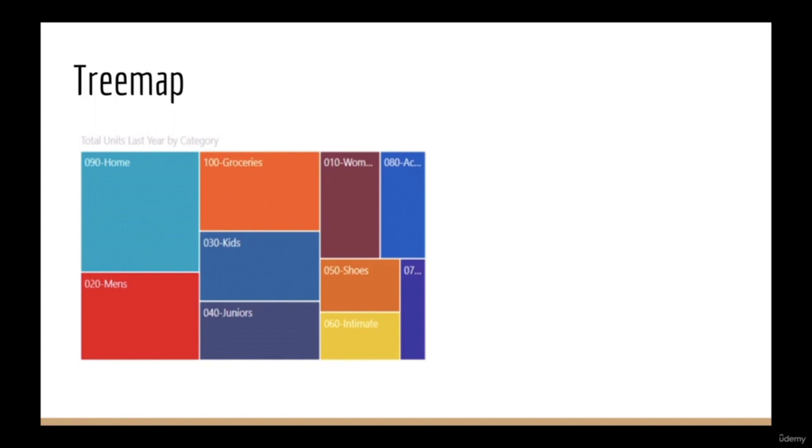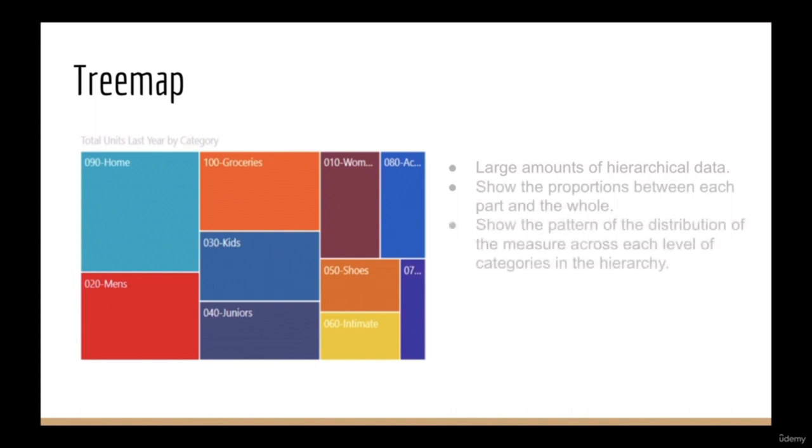Tree maps are a great choice to display large amounts of hierarchical data to show the proportions between each part and the whole, to show the pattern of distribution of the measure across each level of categories in the hierarchy, to show attributes using size and color coding, and to spot patterns, outliers, and most important contributors, and also exceptions.